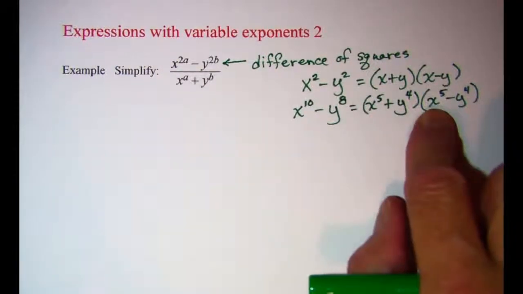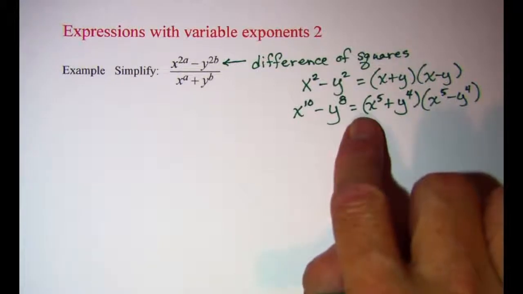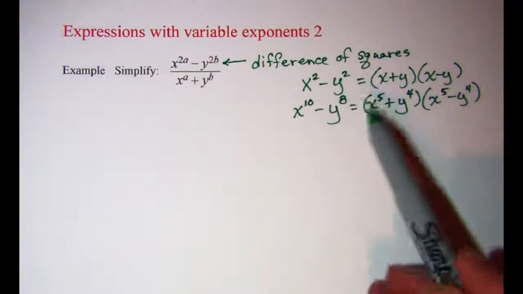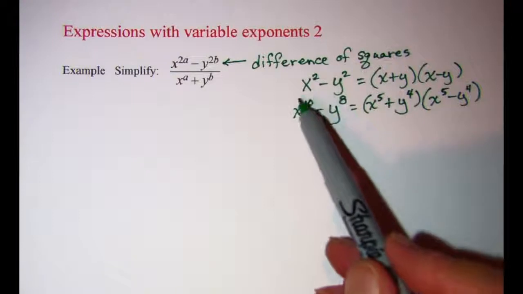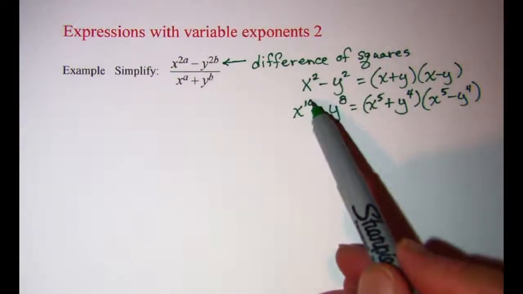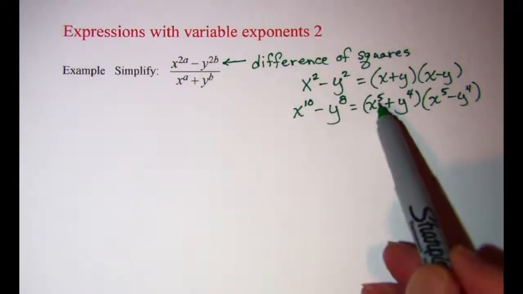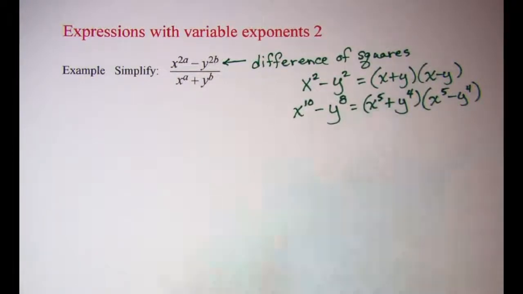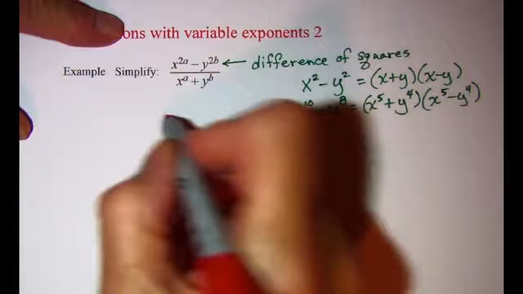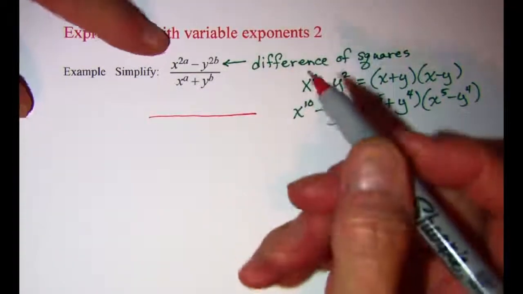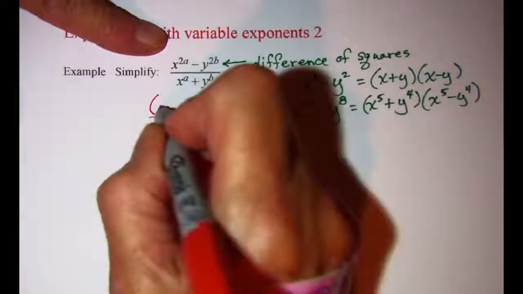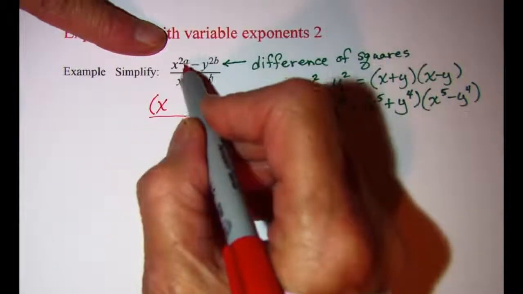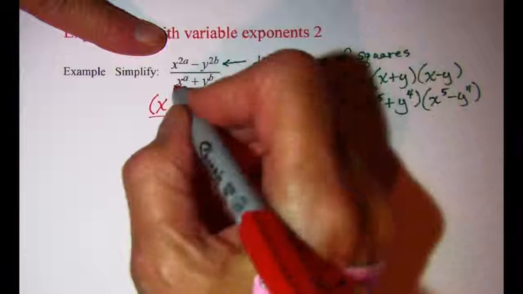So what you're going to do when you factor the difference of squares is you're going to take your original exponent and divide it by 2. And that's what your term will be in your factored form. So let's do that with our problem. This becomes x to the, and then when I divide that by 2, I get just a.